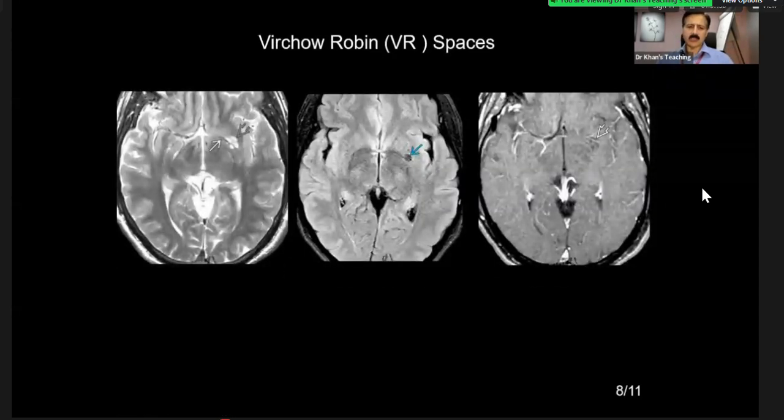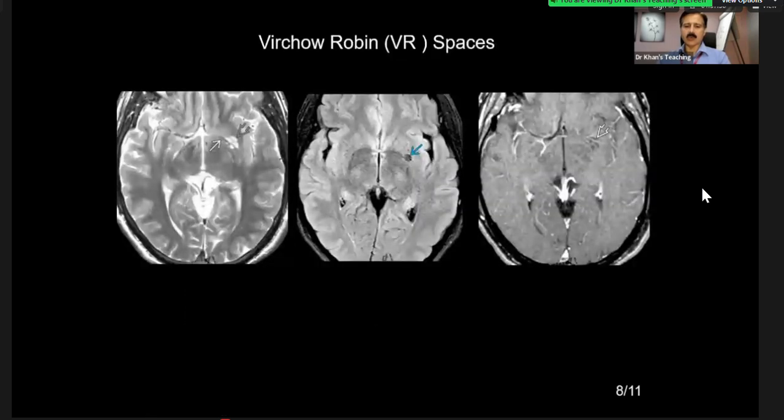Sometimes, in this example, when you give contrast, it is not in each and every case, you can see actually a vessel going in the middle of this cystic space. So this is another evidence that this is a Virchow-Robin space.